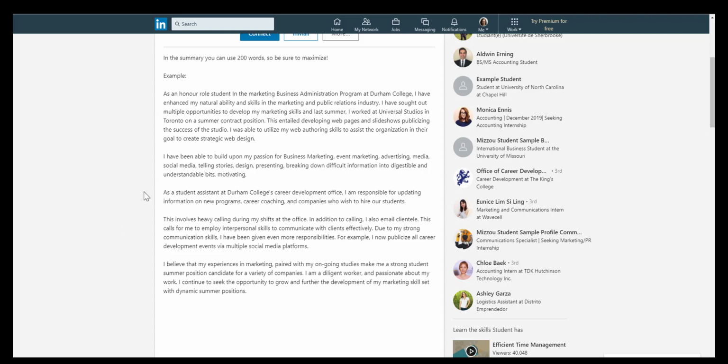You can read through, but again, they have the first person. Here they've mentioned some of their skills, interpersonal skills to communicate with clients effectively, strong communication skills. They've outlined they're diligent, they're passionate about their work, and what they're looking for. So they continue to seek opportunities to grow in a specific area, so their marketing skill set.